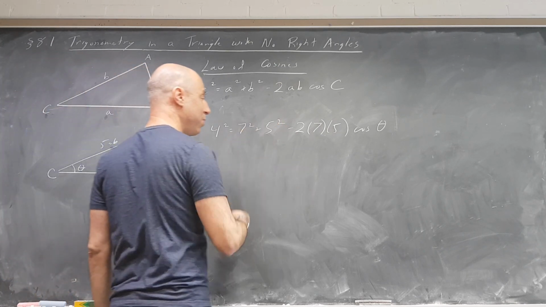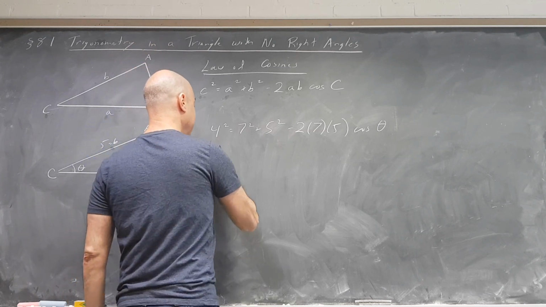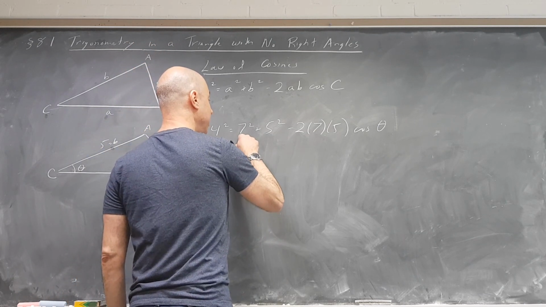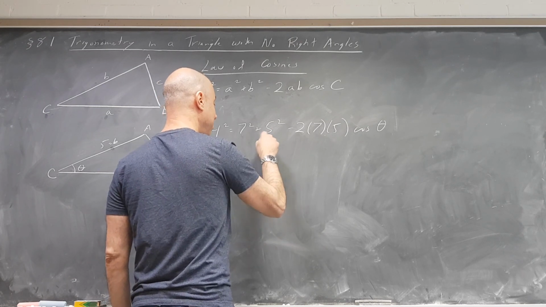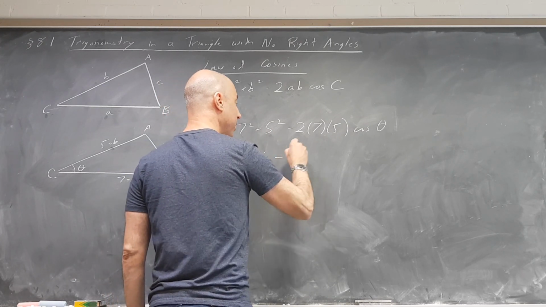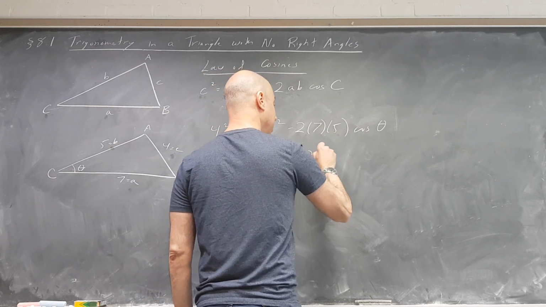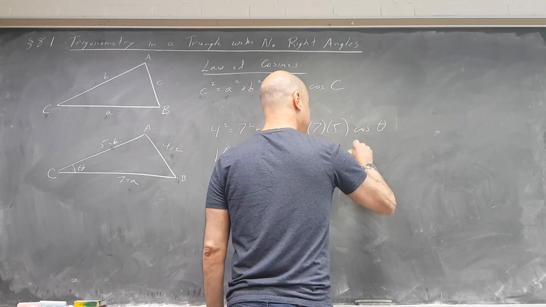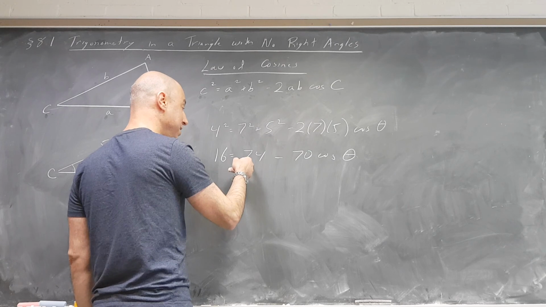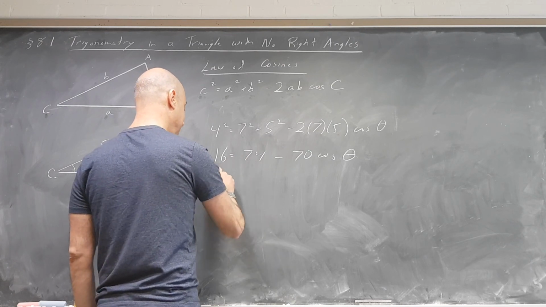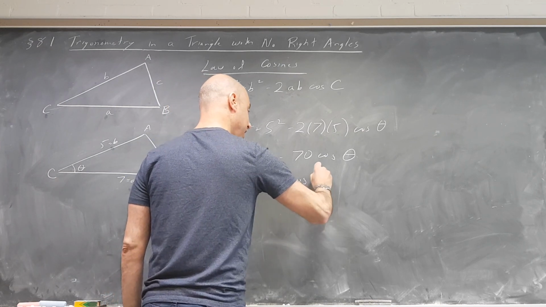So again, I'm going to do the arithmetic by hand. You can plug it all into your calculator. I'm totally fine with that. So 16 equals 7 squared, that's 49, plus 5 squared, 49 plus 25 is 74, minus 14 times 5 is 70, cosine theta. So I'm going to subtract 74 from both sides. So what is that? 16 minus 74 is minus 58, so minus 58 equals minus 70 cosine theta.